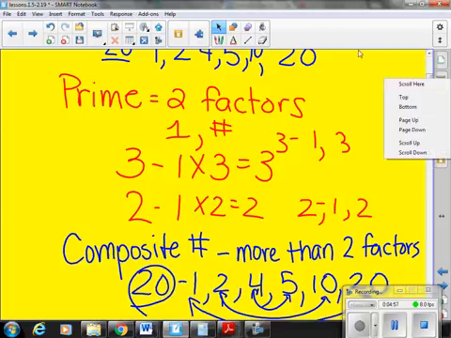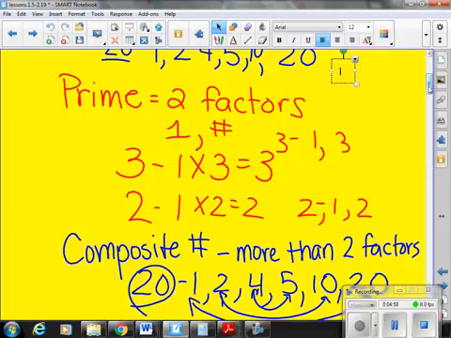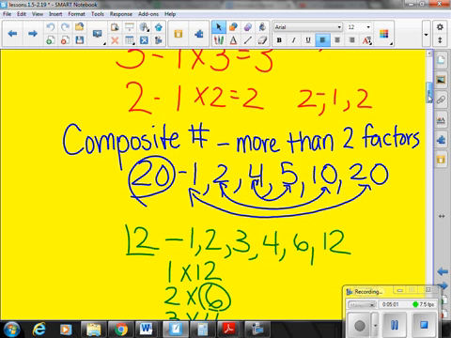Composite numbers are numbers that have more than 2 factors. 20 is a good example. 12 is a good example. 8 is another example of that. 4, most even numbers except 2 are all composite. Why? Because all of them have 1 and the number itself as well as 2. And that's prime, composite, and factors.